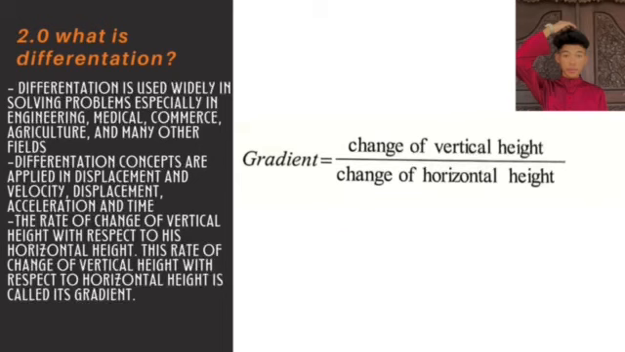Chapter 2. What is differentiation? Differentiation is used widely in solving problems, especially in engineering, medical, commerce, agriculture, and many other fields. Differentiation concepts are applied in displacement and velocity, displacement, acceleration, and time. The rate of change of vertical height with respect to horizontal height is called gradient. As we can see, gradient equals change of vertical height over change of horizontal height.